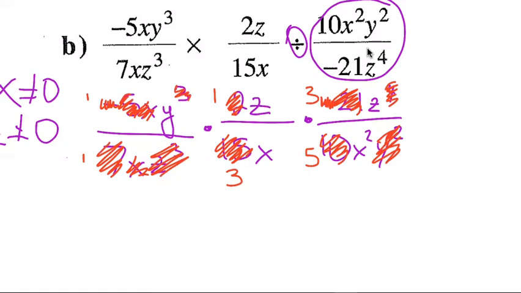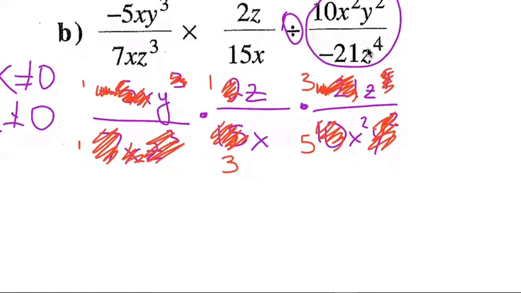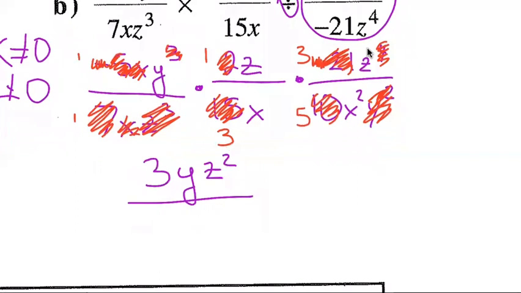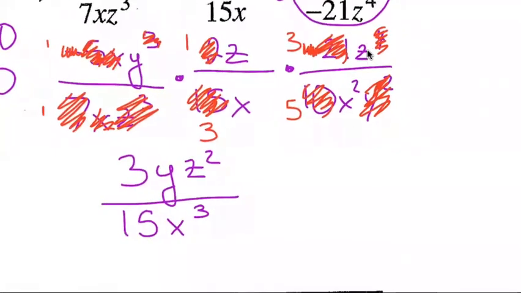So now we combine straight across the top. It's going to give me 3z squared. Oops, I forgot the y. 3y z squared all over 15x cubed, I think.